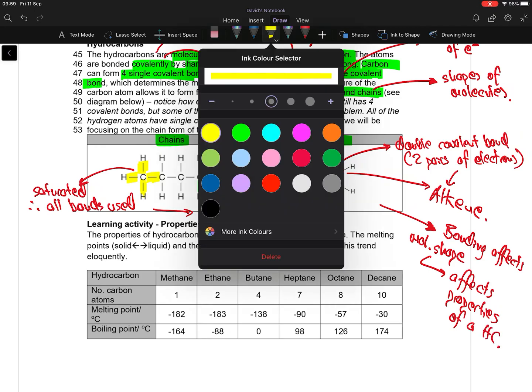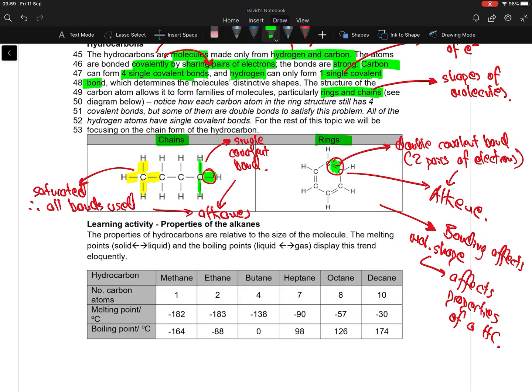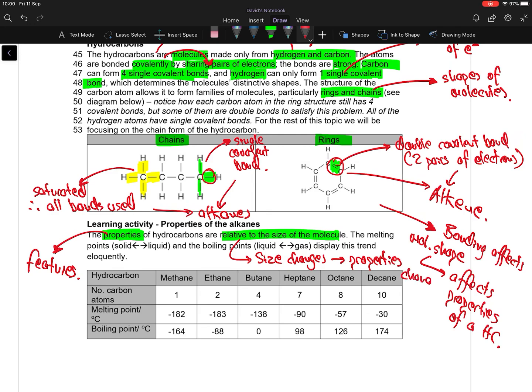So, in that respect, what do we mean by the term properties? So it's the properties of alkanes. The properties of hydrocarbons are relative to the size of the molecule. The melting points and the boiling points display this trend eloquently. We'll talk about those in a moment, but we're talking about the word properties. Now, properties you might also describe as a synonym of features. So the features of hydrocarbons are relative to the size of the molecule. Now, what that means, in simple terms, if the size changes, the properties change, the features of the hydrocarbon change. So, if we have a little look at the table below, we've got the number of carbon atoms in each of these alkanes. So it might even say these are alkane names.